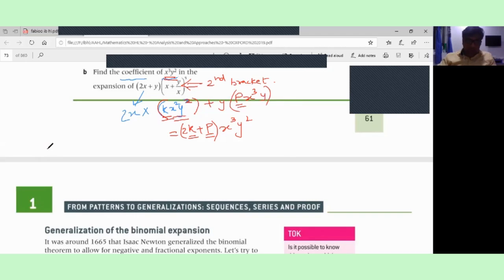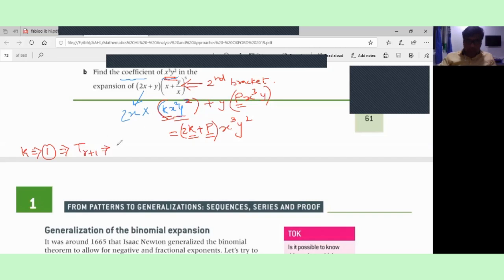So now, how do I proceed? This is to be done in 2 steps. First step is to find the k, right? How do I find k? The same process has to be done for the next part also. I will get k because it is the coefficient of x square y square. So I'll just have an expansion of this. What is the (r+1)th term of this expansion?